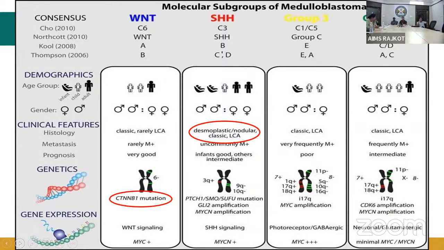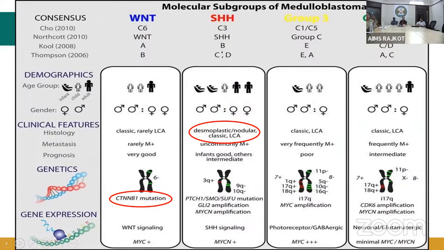The SHH group, it can be seen either in infants, children or adults. Here also there is no sex predilection, and it can be desmoplastic nodular, classic, or LCA type. Uncommonly, it can also metastasize. In infants, it has a good prognosis, while in others, it has an intermediate prognosis. MYCN positivity will be there. PTCH, SMO, SUFU mutations will be seen.